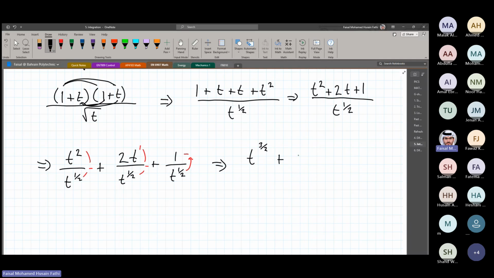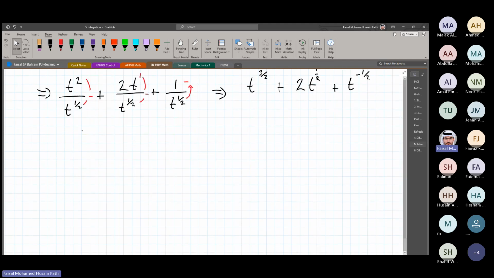Plus 2t to the power of 1 minus half. 1 minus half is just half. And then plus 1 over t to the power of half, we'll take it up, so it's going to be t to the power of minus half. And that's it. And now we can integrate this very easily. So the integration of t^(3/2) plus 2t^(1/2) plus t^(-1/2). And that's it. And we can simplify and solve it directly now.